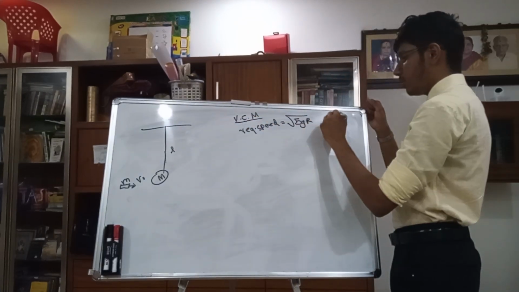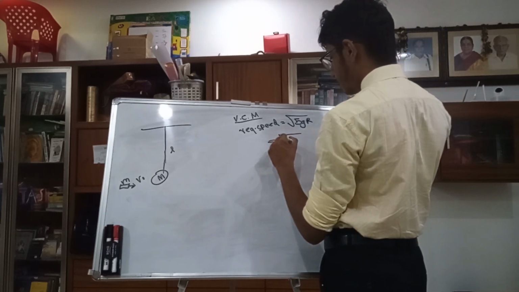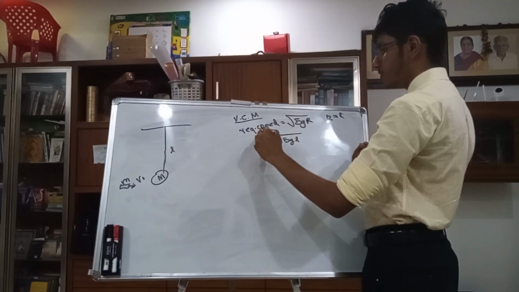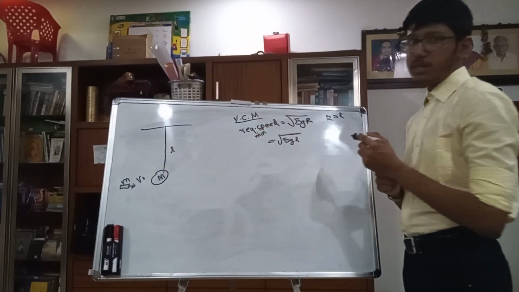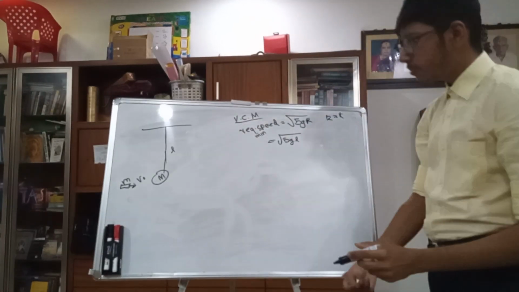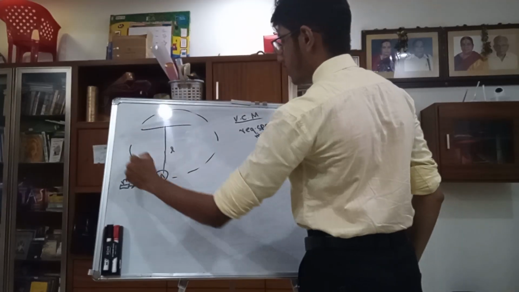What is r here? R is L. So the required minimum speed is root under 5 gL. Any speed above this is going to go for one full loop. It's going to travel one full loop like this.